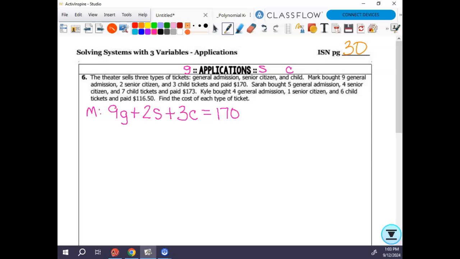Okay? So my variables, do they represent money or the number of tickets? Number of tickets? No. The price. The 9, the 2, and the 3 is how many Mark bought, right? So if I had 9 general admission, 2 senior, and 3 child, the variables here represent the cost of each different ticket. You with me on that? And so that means that when I multiply them together, I get money plus money plus money equals money, and that's good. That's what I want, right?